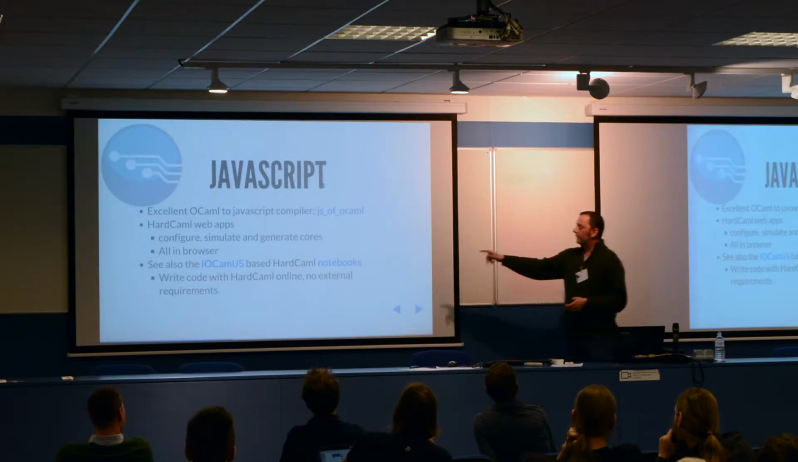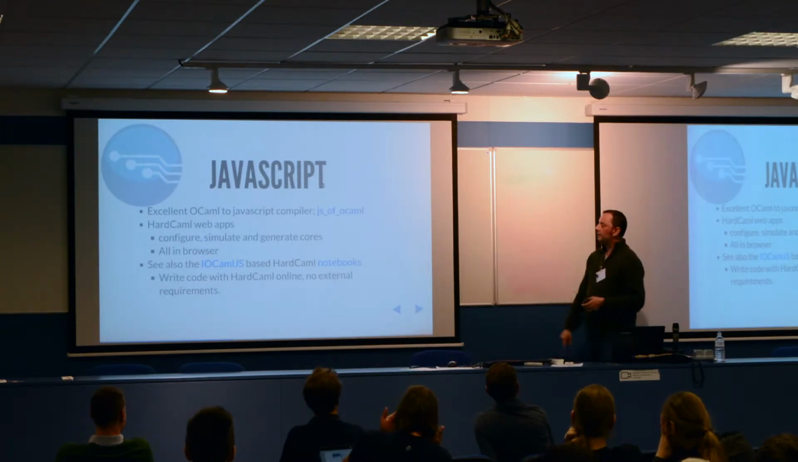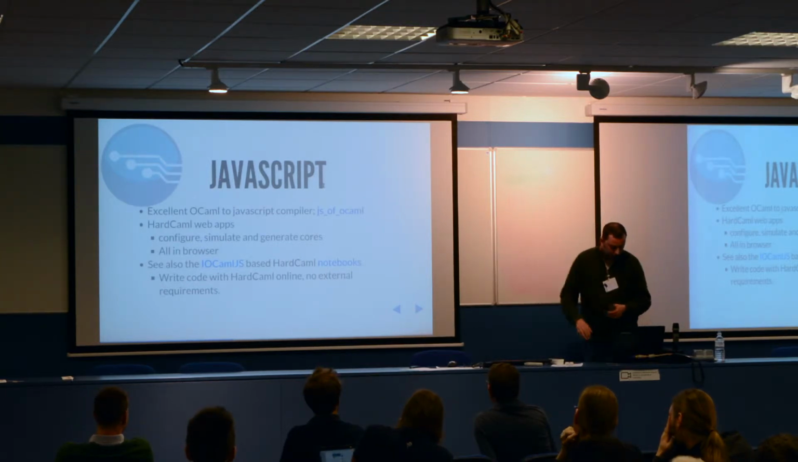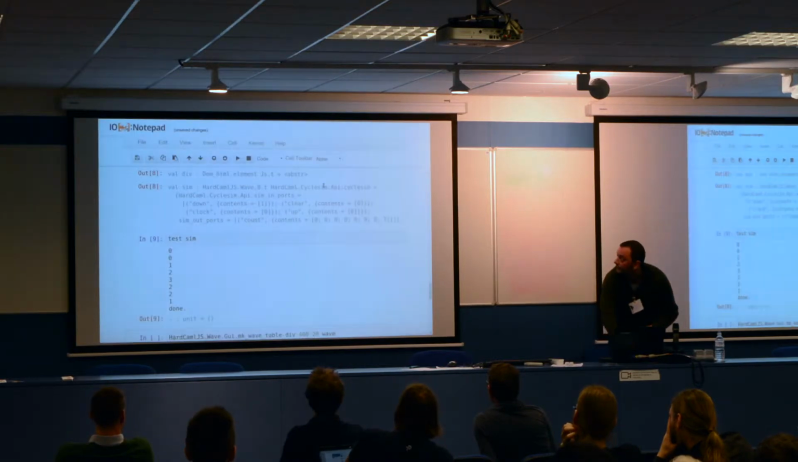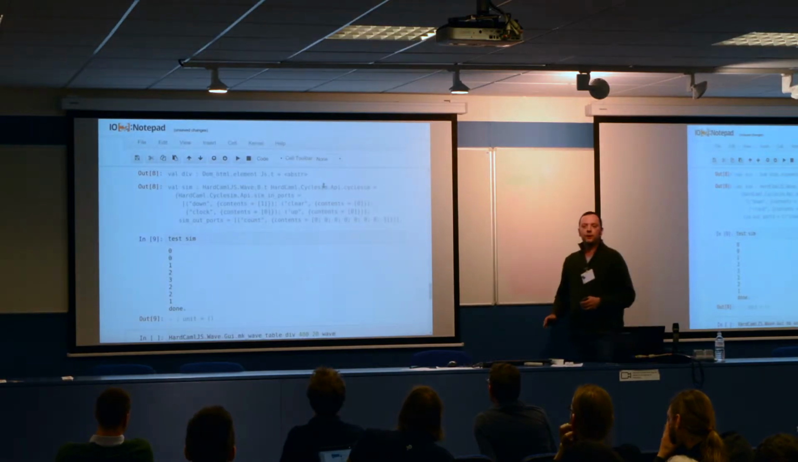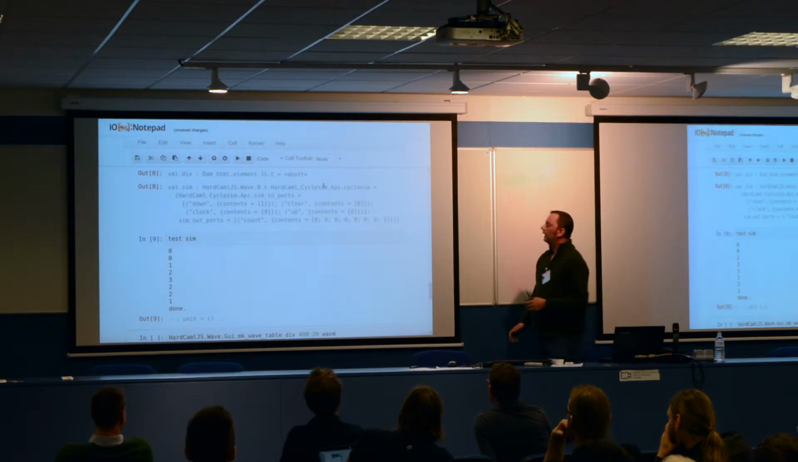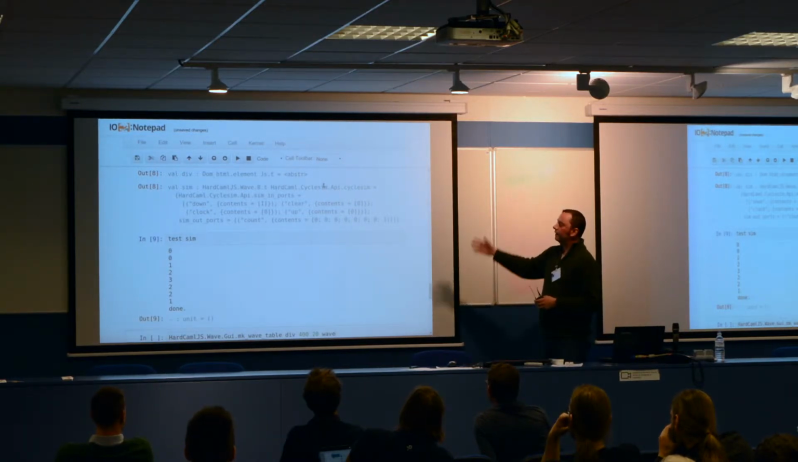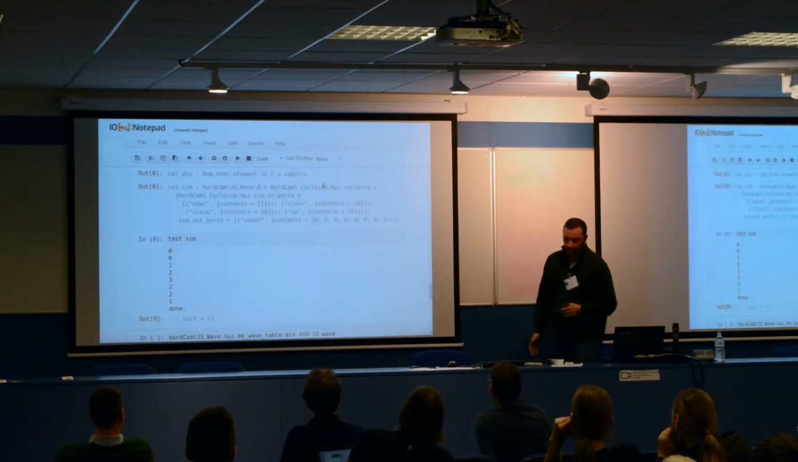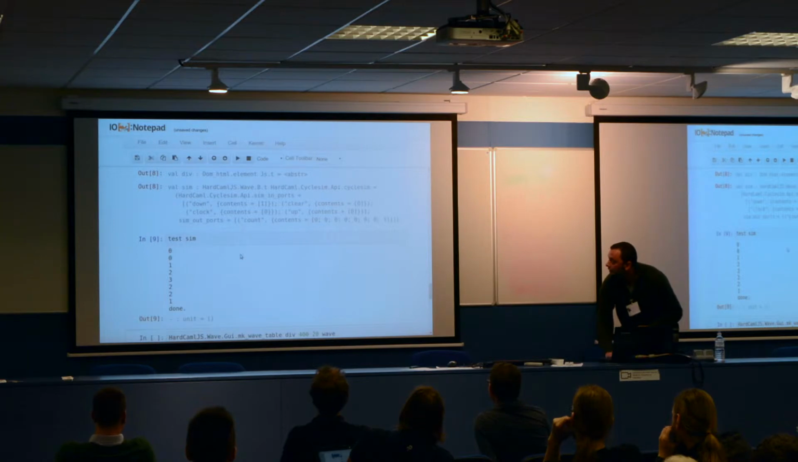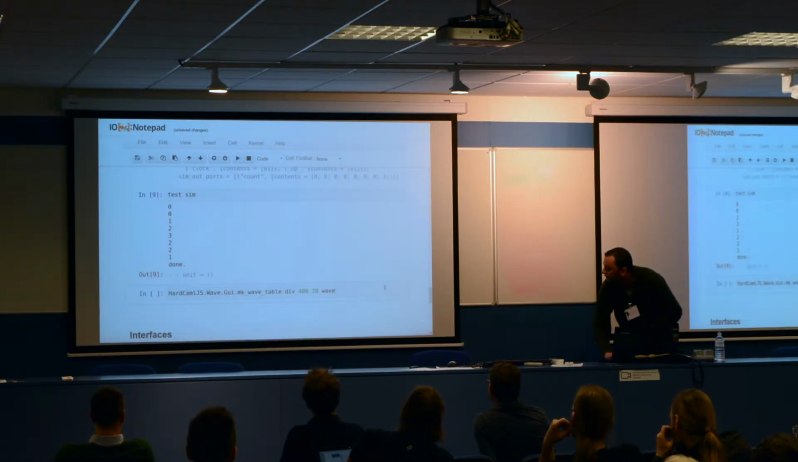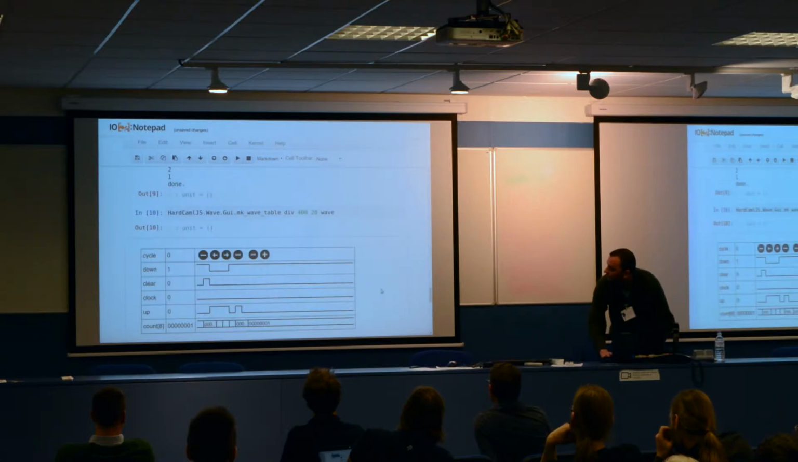Also built on this technology are OCaml and HardCaml-based notebooks. Have you ever seen the IPython notebook? It's basically that for OCaml, although instead of having a server, the compiler is built into the browser. So this has something here. Yep, I wrote another waveform viewer.